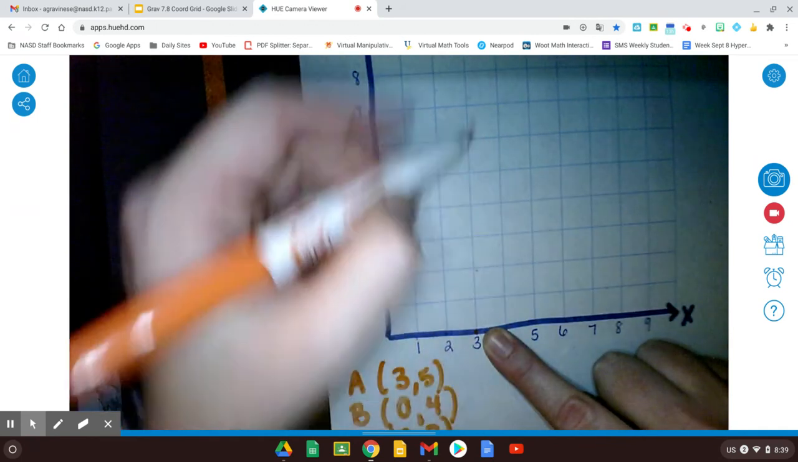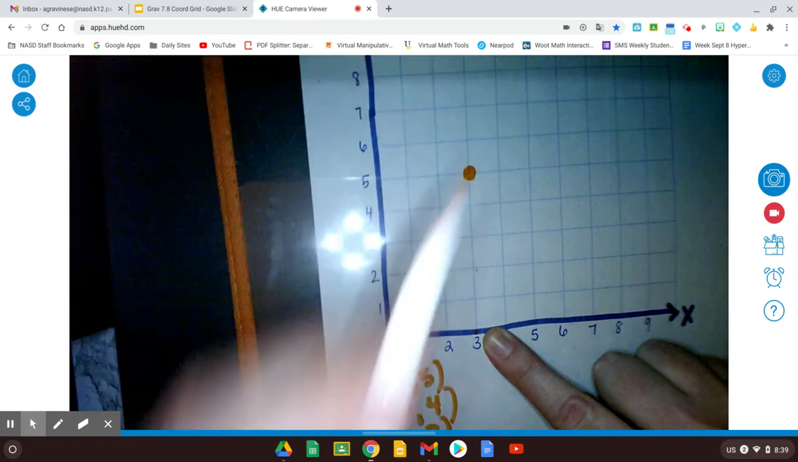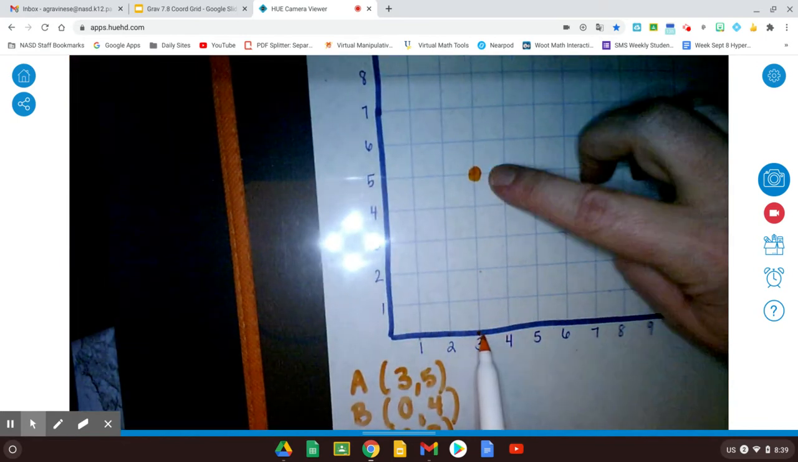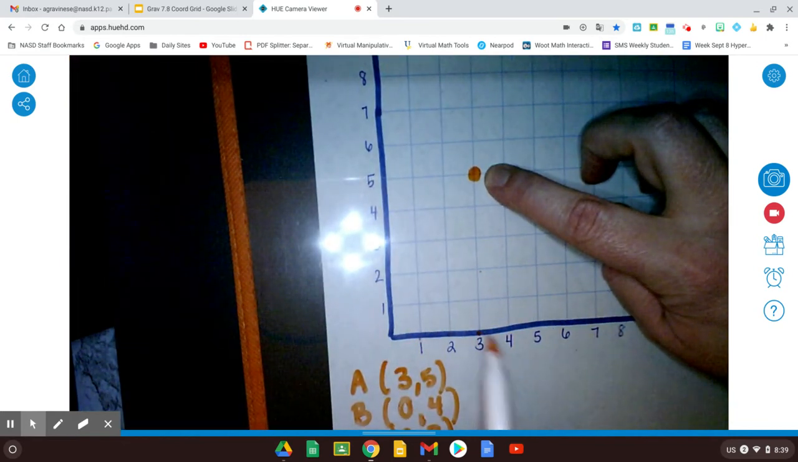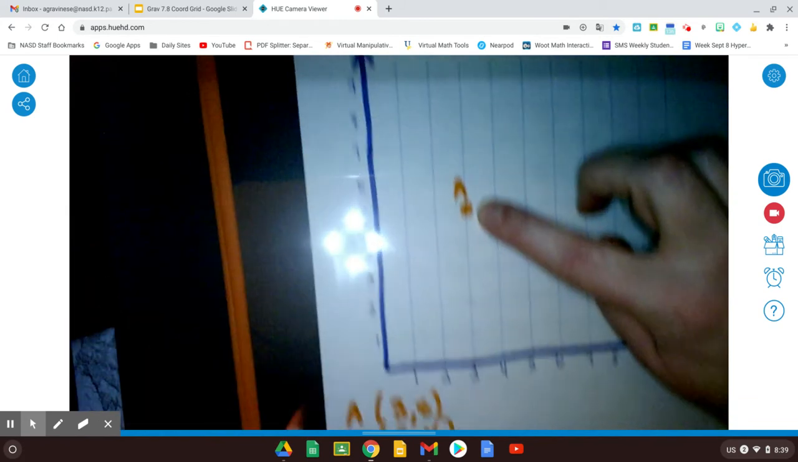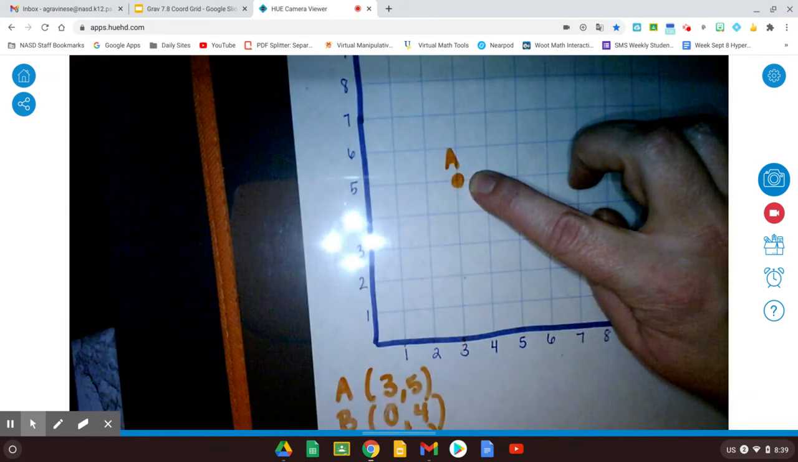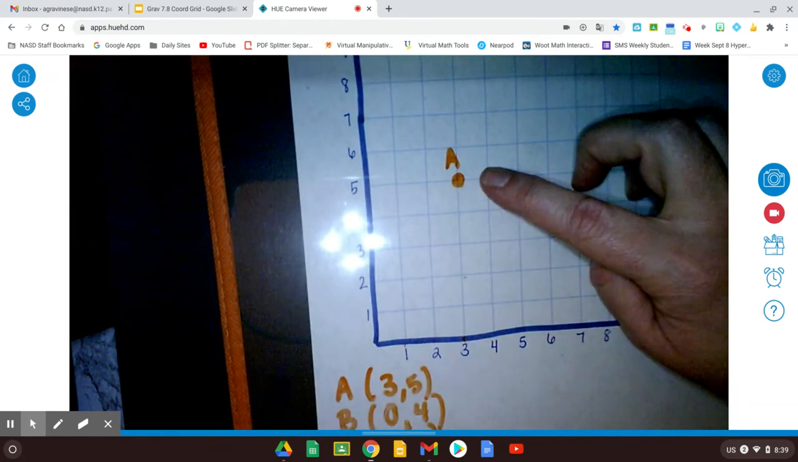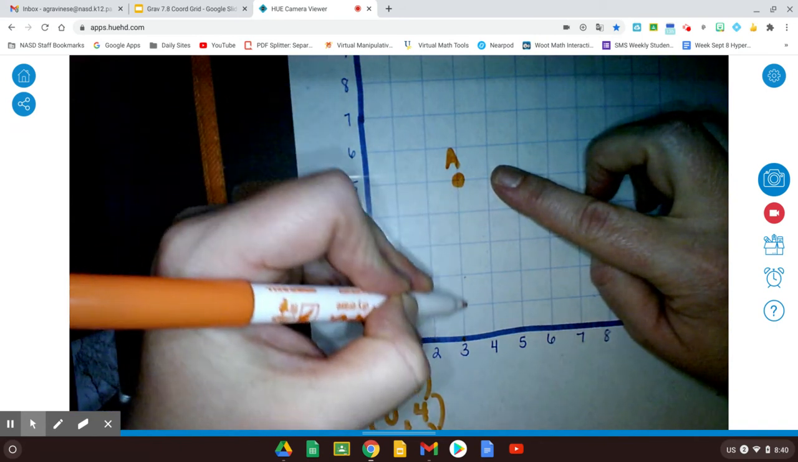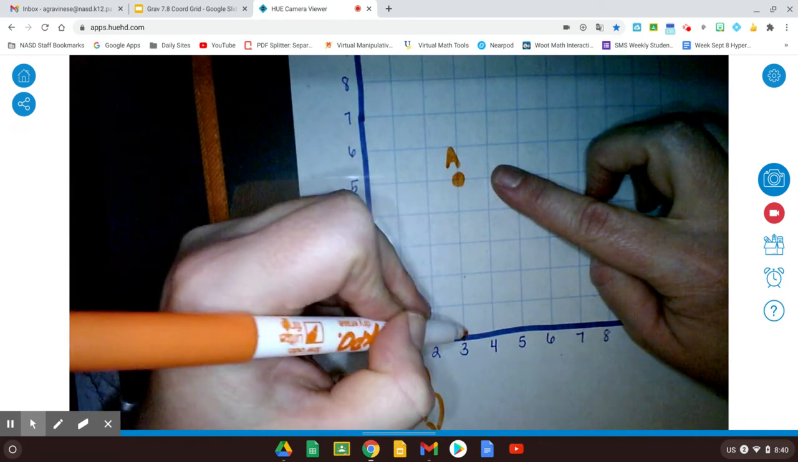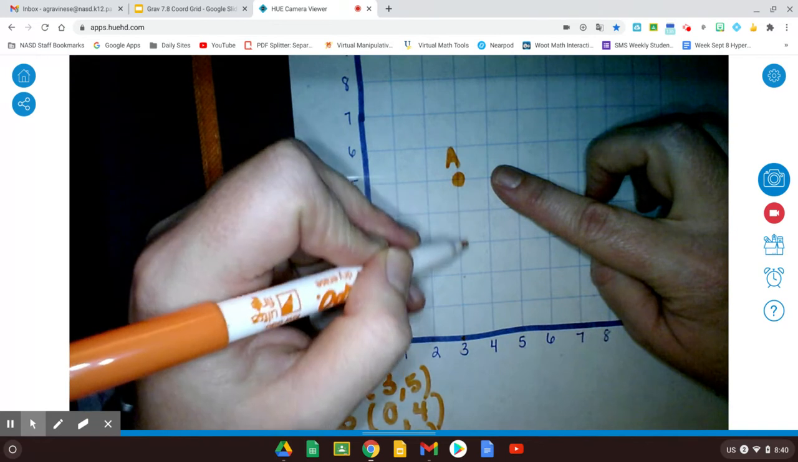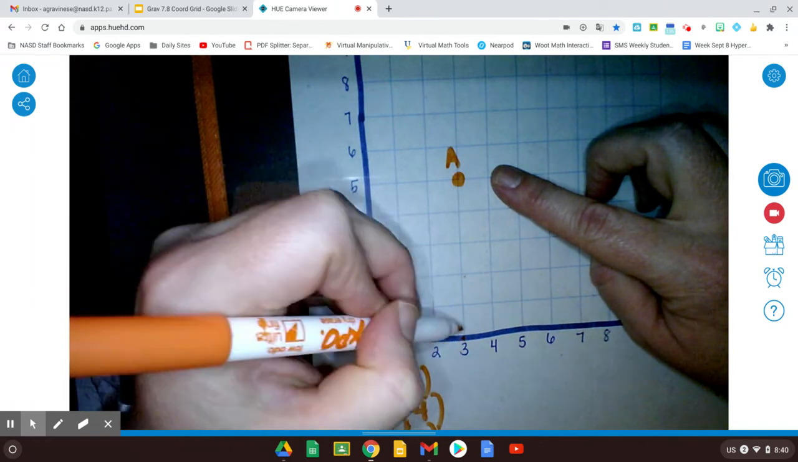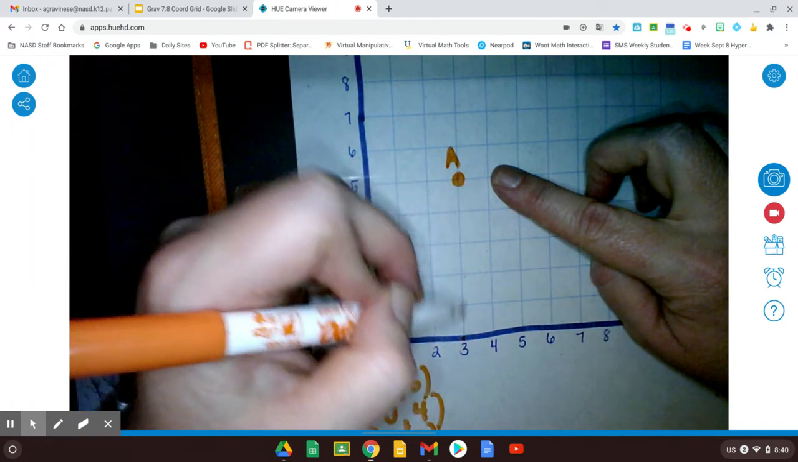1, 2, 3, 4, 5. And you can see I went over to the 3, up to the 5. And I'm going to put letter A there so I know that's point A. Over 3, up 5. Notice I did not draw any of those lines. That can actually get very confusing when we start graphing. So don't draw those tracking lines, or if you do, erase them.